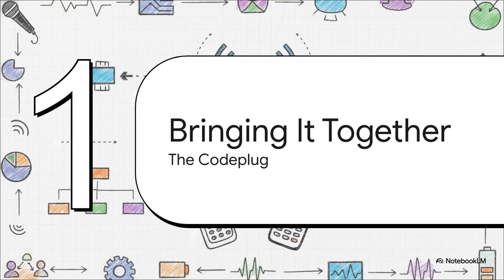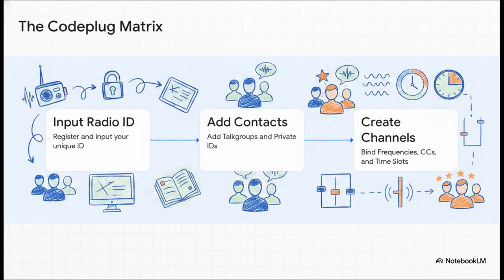Finally, bringing it all together, the code plug. Let's move to and see how this all builds, because we've covered a ton of isolated concepts today. How do all these digital building blocks stack up? Well, they form a functional setup called a code plug, a precise 3-step matrix. Step 1, input your registered radio ID. Step 2, build your address book by adding contacts, which are your talk groups and those private IDs we just talked about. And step 3, create channels.